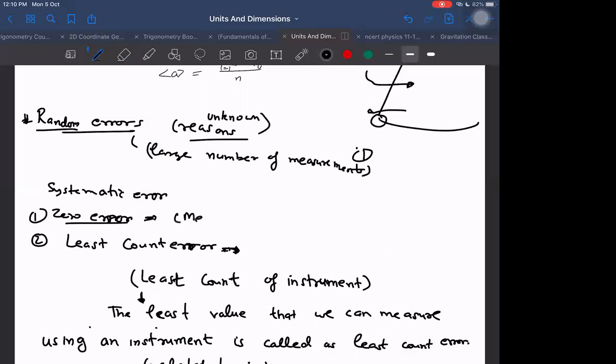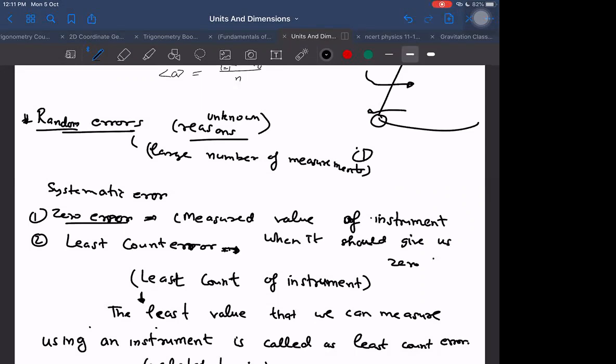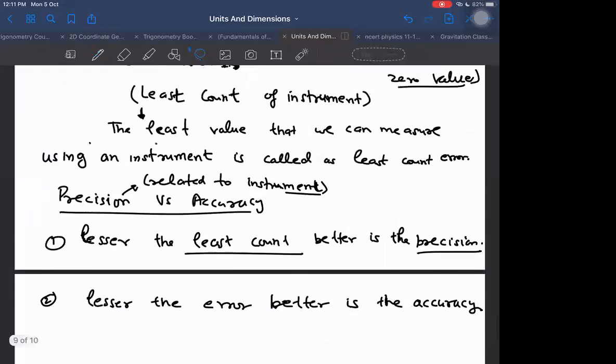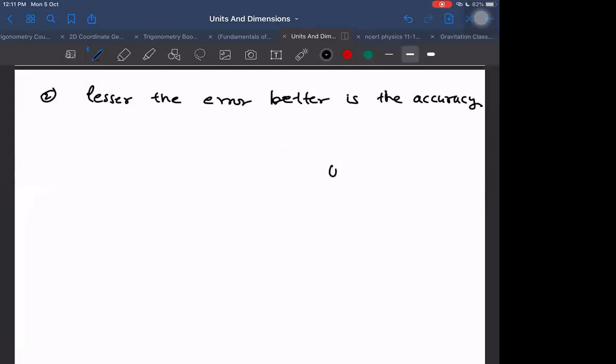It is the measured value of the instrument when it should give us zero value. Zero value means, for example, when the time gives us zero value. In the midnight, when 12 will be there, we will call it as 0, right? So when the time should give us 0, at that time the clock is giving us, let us say, 1 unit time. If it is giving us 1 unit time at that time, then that is our zero error.